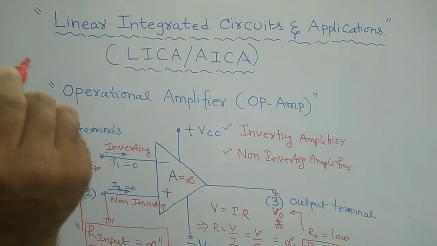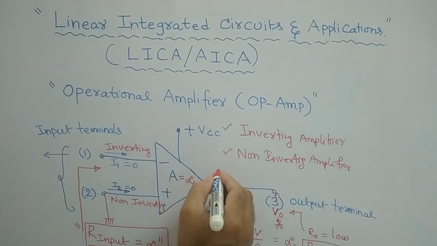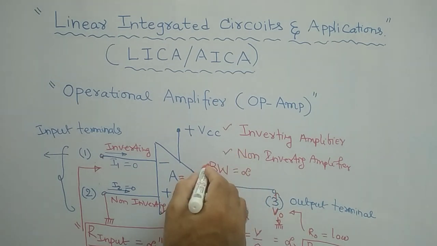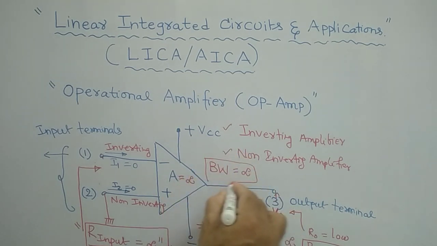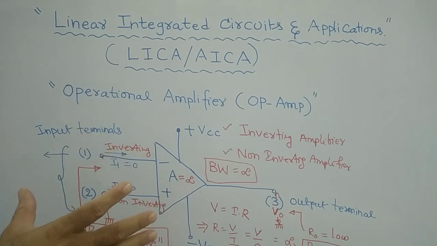And then there is another parameter, the bandwidth. The bandwidth of the operational amplifier is also infinite. So these are some of the very important ideal characteristics of an operational amplifier. I think this is what I need to give in this introductory presentation regarding the operational amplifier.